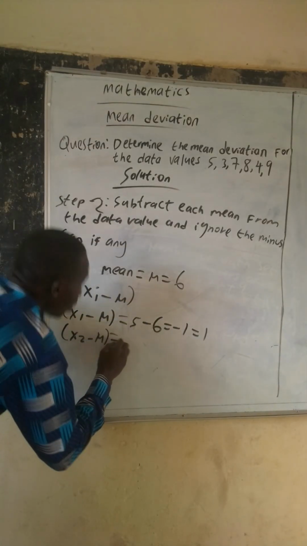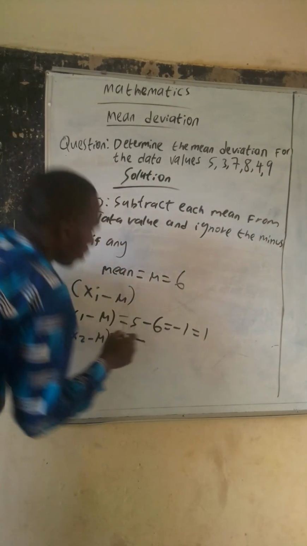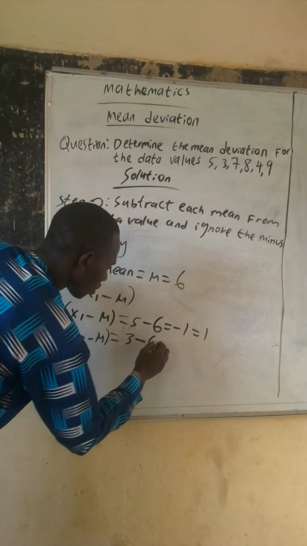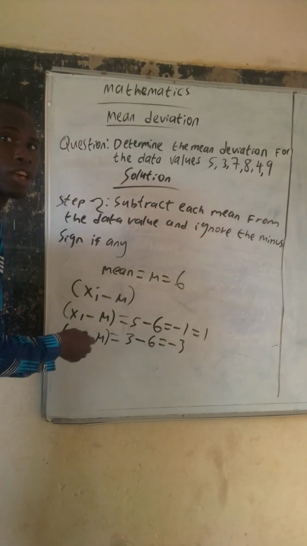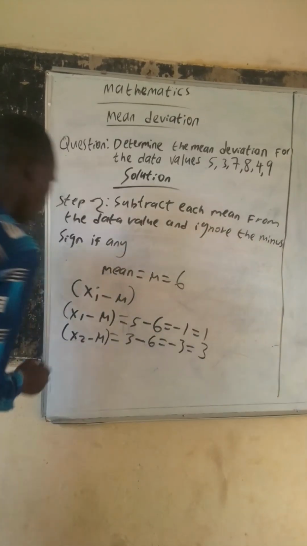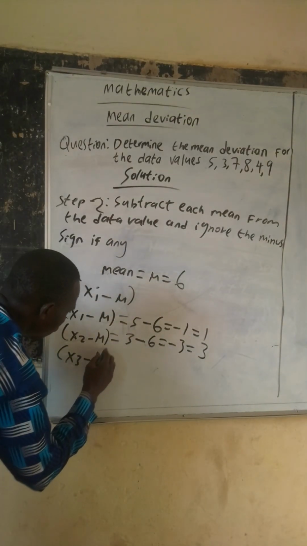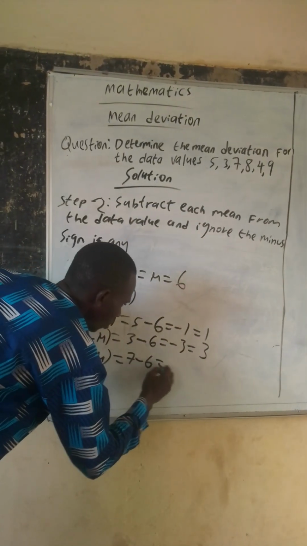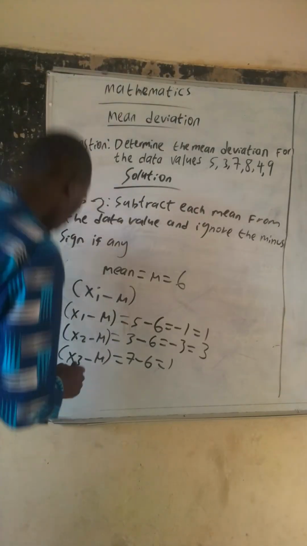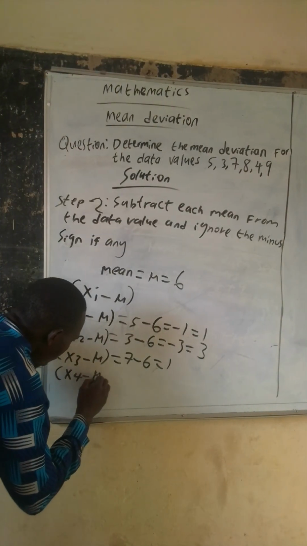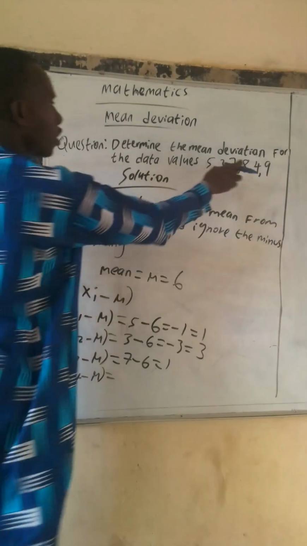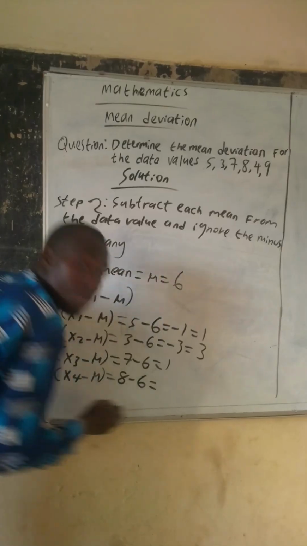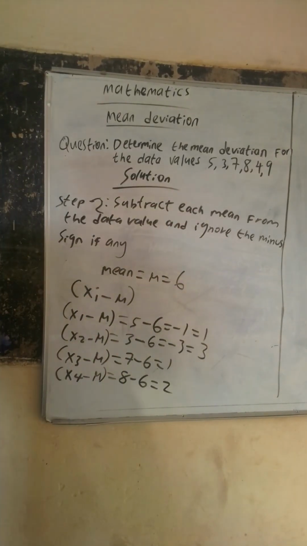Next, x2 minus our mean: 3 minus 6 is minus 3. When we ignore the minus sign, we have 3. The next is x3 minus our mean: 7 minus 6 is 1. Next, x4 minus our mean: 8 minus 6 is 2.